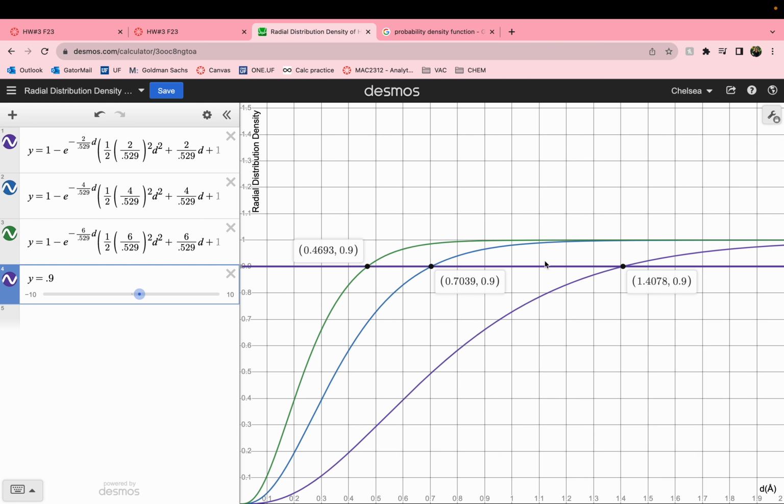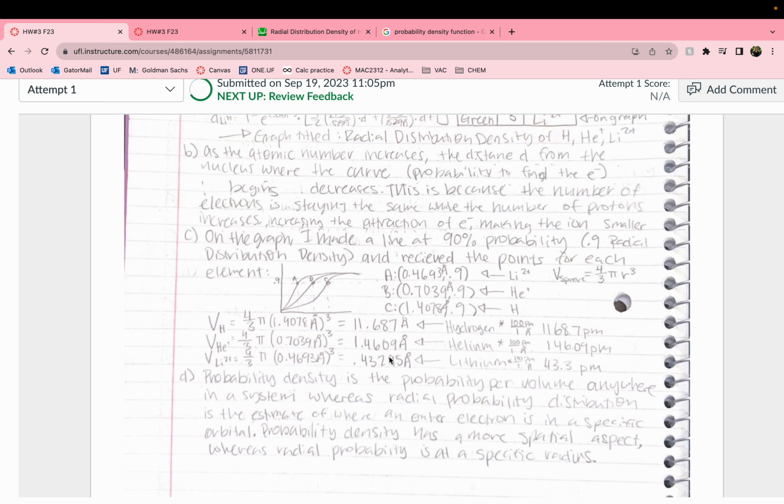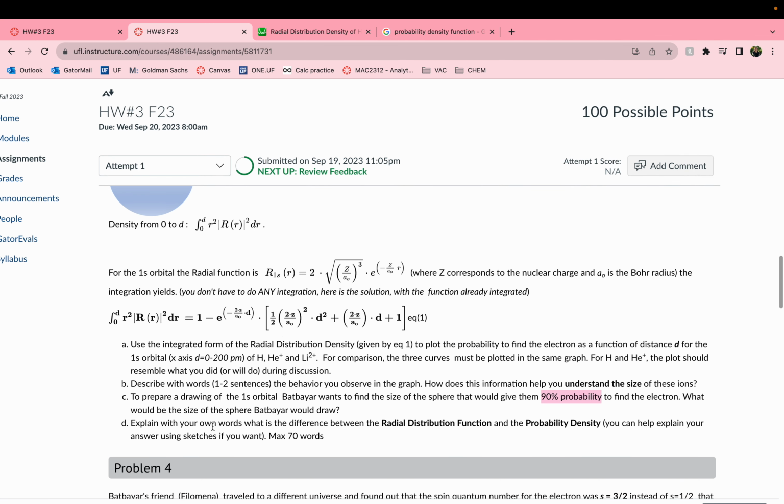This also shows, just going off of part B, that this function gives us the size, because at 90% probability, it's so much further away from the nucleus for hydrogen than it is for helium and lithium. And so I took these values and gave them to Bat Beyer so he can make his drawing. I converted them to angstroms and picometers because both of those were given in the problem and I wasn't sure exactly which one to use.